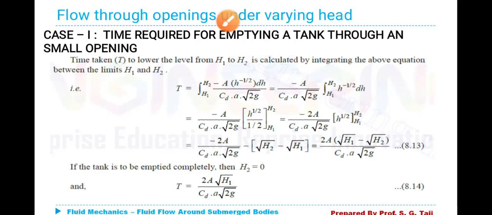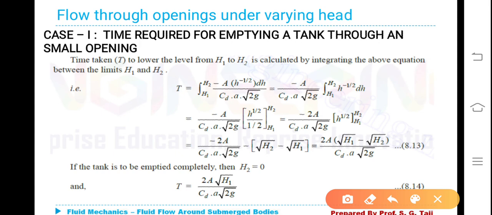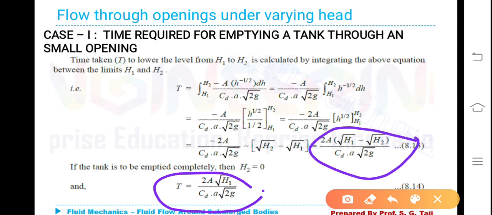Hello, friends. Good morning. In the last class, we derived the equation for the time required for emptying a tank when the area is constant. We got the equation T is equal to 2A times root h1 minus root h2 divided by Cd a root 2g. If the tank is to be completely emptied, then H2 is equal to 0.